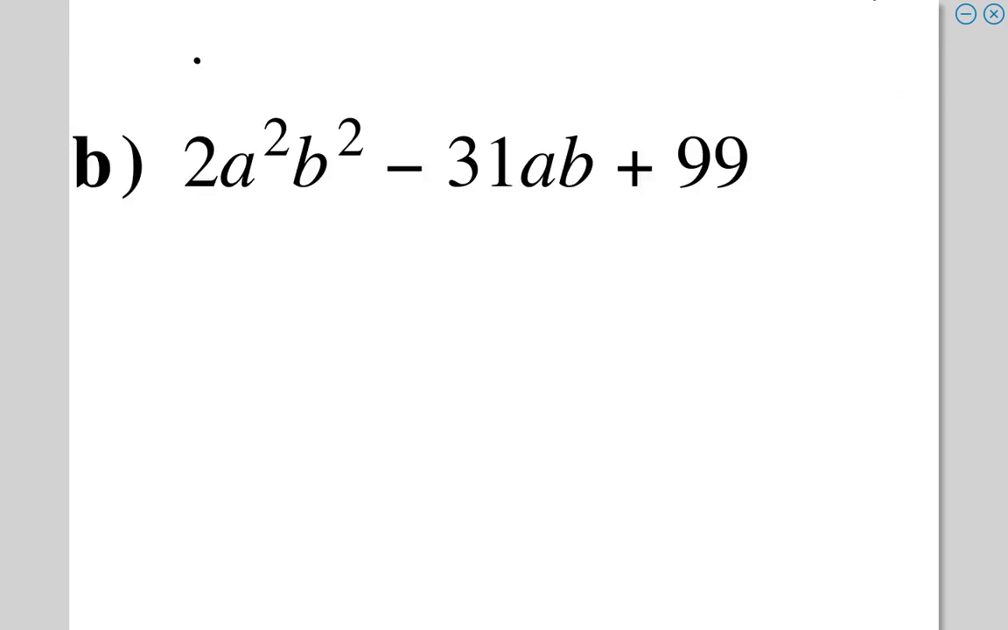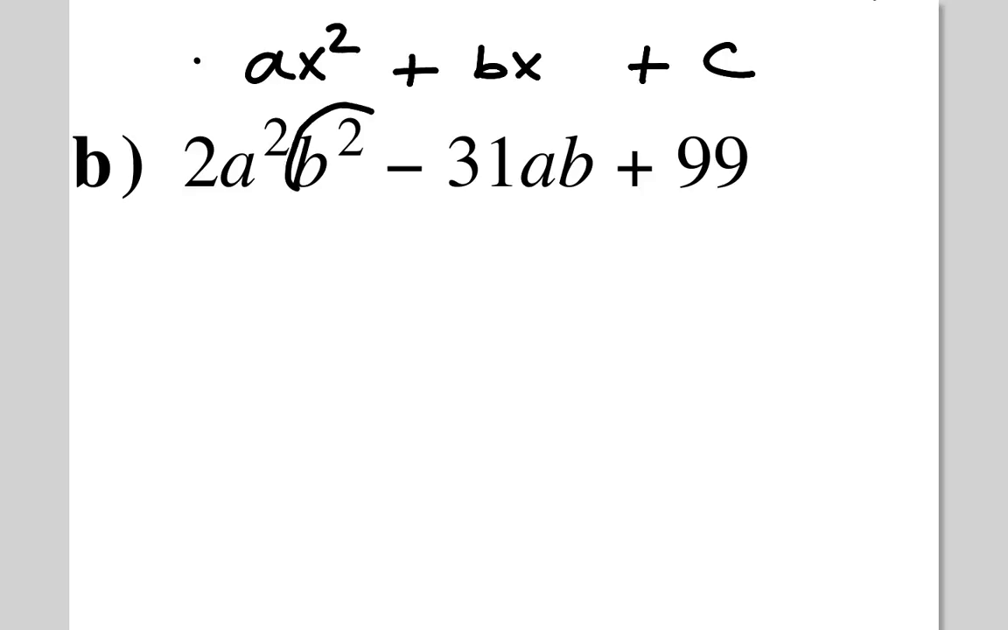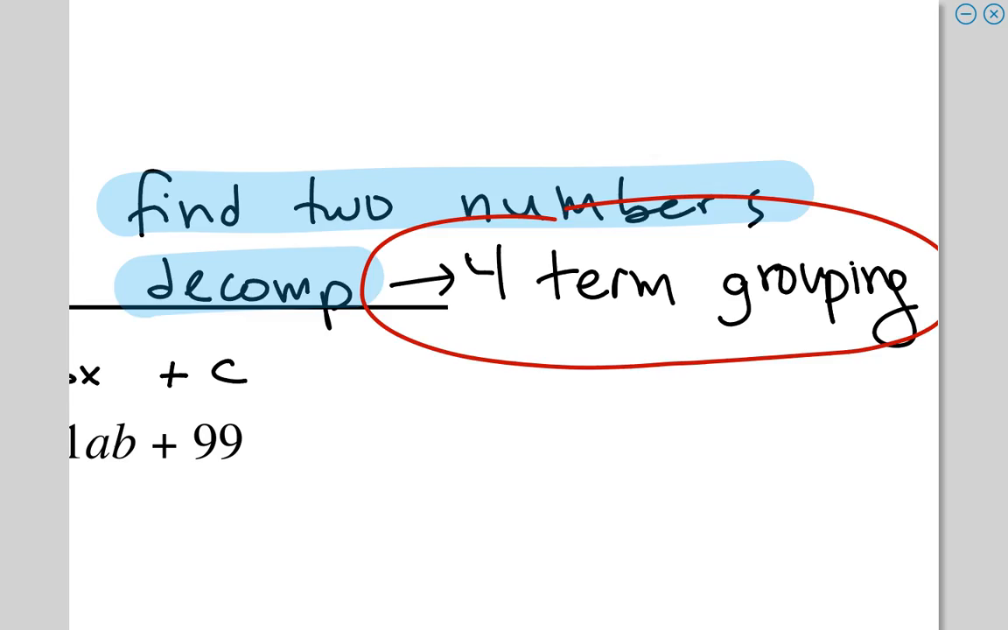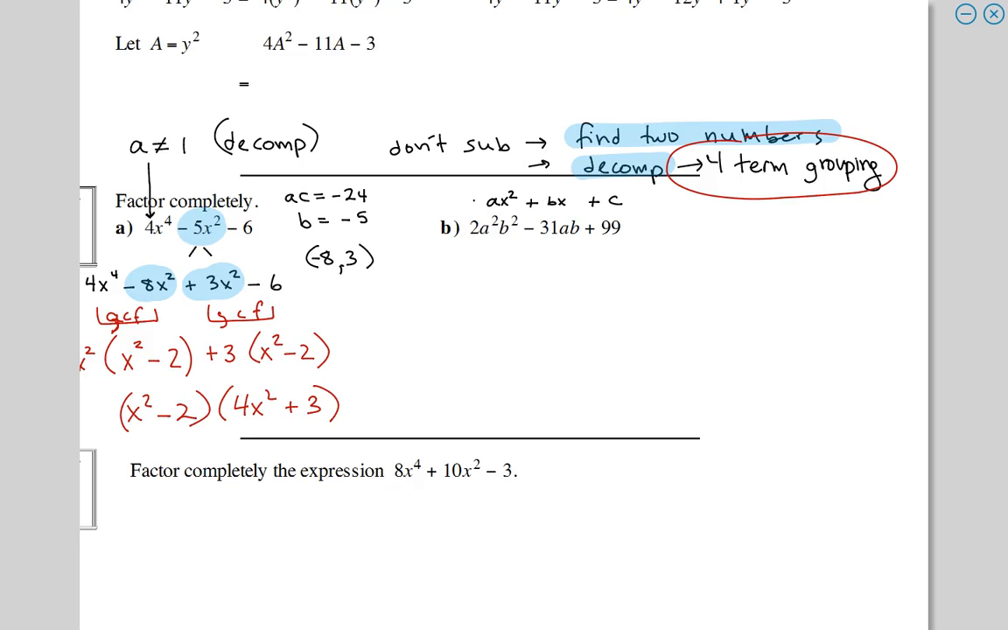All right, so taking a look at this, which term is like our ax square? Which is the x square? Is it the b or the a? See the b square and then b showed up again? Or is it the a square? Does it matter? Yeah, on this one, it doesn't even matter. So what I would do is I would just think of the magic numbers that work, find the two numbers, decomp, and then 4-term groups.